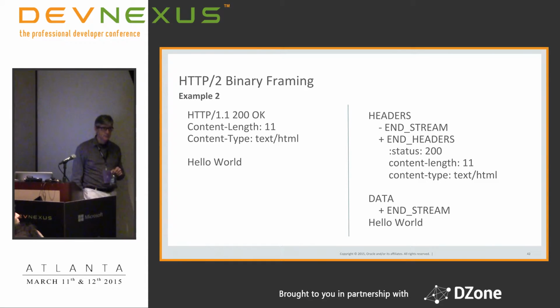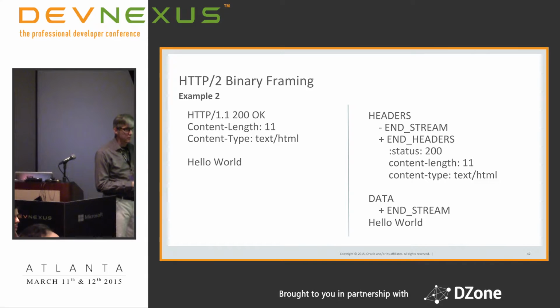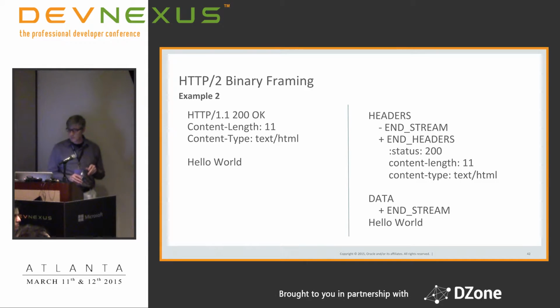Question: those values like end stream and headers, are those just bytes? Those are represented as type fields. Those are stream types, yeah, in the binary frame representation. It's a kind of frame.